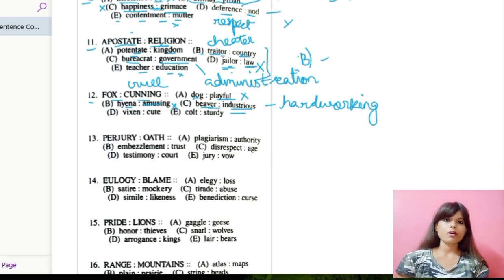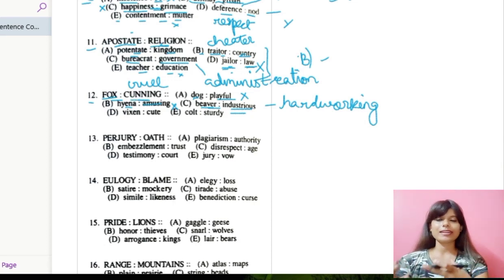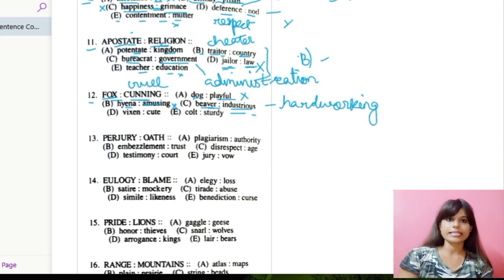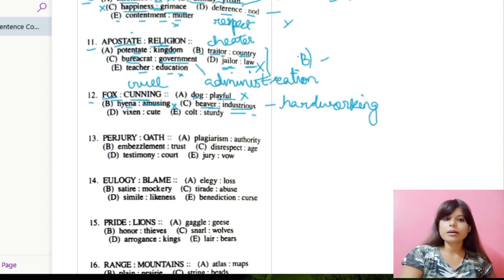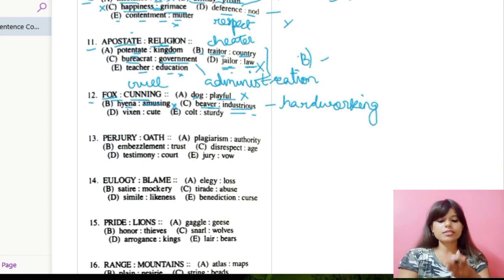It's like fox and cunning. Cunning is the characteristic of a fox, and industrious is also a characteristic of a beaver. These are inborn or innate. Like if I talk about cunning, cunning is an innate quality in a fox. That's why if I compare it with industrious and beaver, industrious or hardworking is in the cells of a beaver. A beaver since birth will start being industrious because it's in them always. So number C can be the best option, but let us check the other options also.